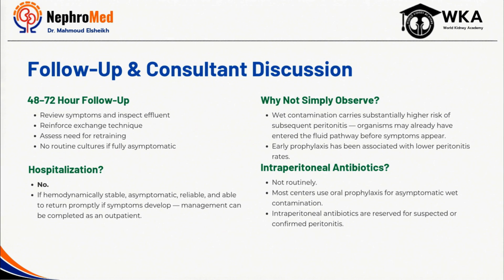Finally, let's discuss what happens after the patient leaves the PD unit, because successful management doesn't end with the initial intervention. The first priority is close follow-up over the next 48 to 72 hours. During that period, we reassess the patient for any new symptoms, inspect the dialysate for cloudiness, reinforce proper exchange techniques, and determine whether additional retraining is needed to prevent future contamination. If the patient remains completely asymptomatic with clear effluent, routine cell counts or cultures are not recommended.